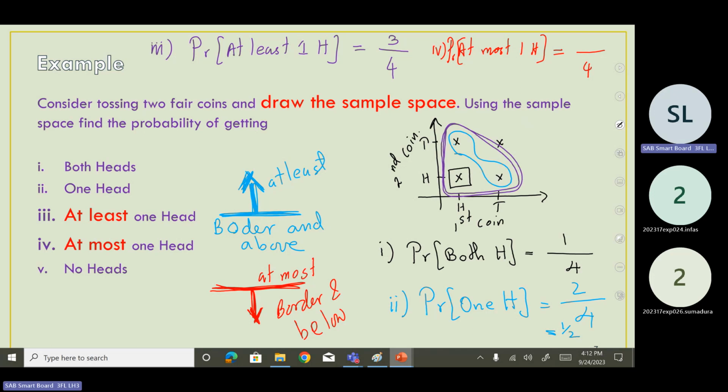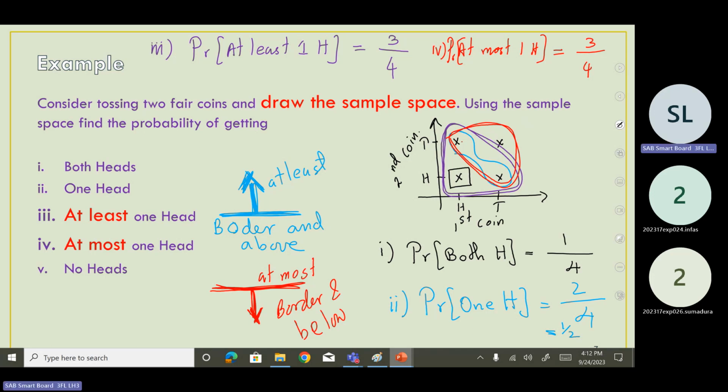This has two heads, not counted. One head, counted. One head, counted. Zero heads, counted, since that is less than one head. So these are the three events which are considered for at most. So that is also 3/4.